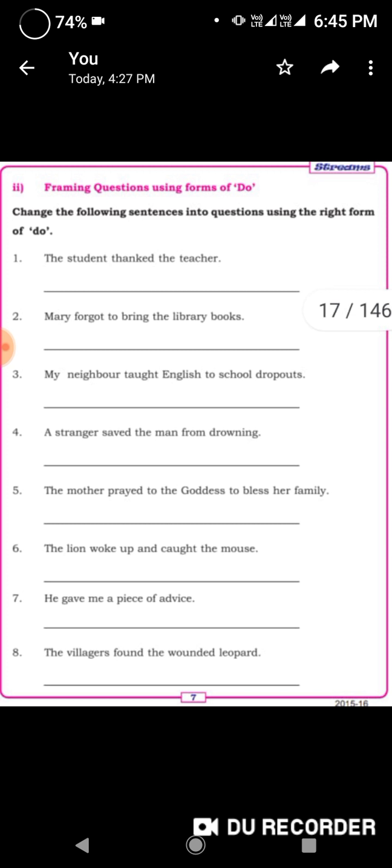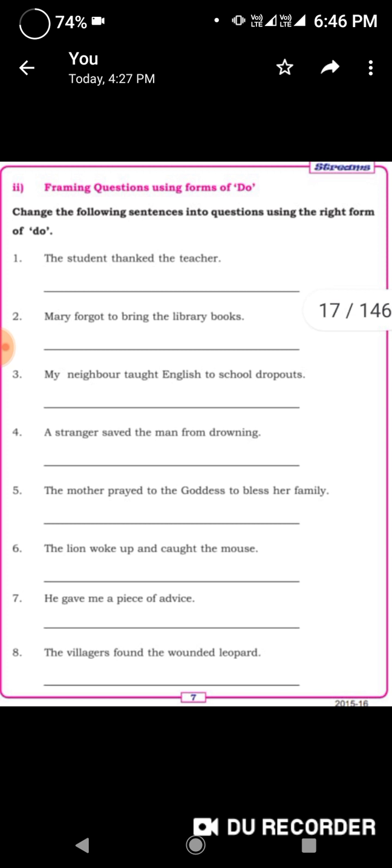Example, he plays hockey. Let's make this a question. Remember, the rule is to frame a question, we need auxiliary or helping verbs. Since this sentence does not have an auxiliary or helping verb, we use do. In a question, we put the helping verb right at the beginning of the sentence.